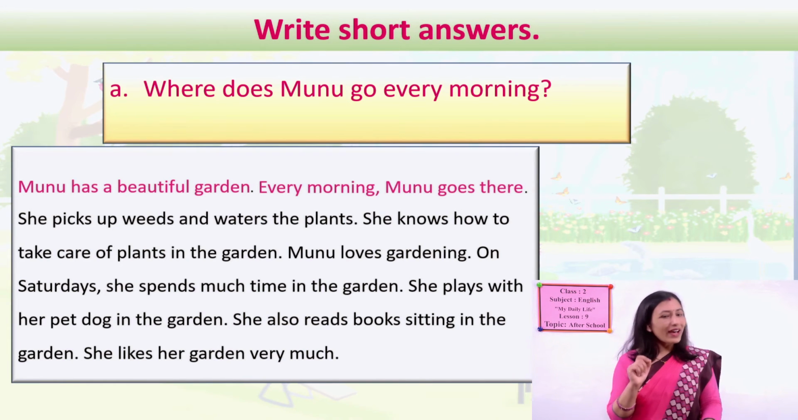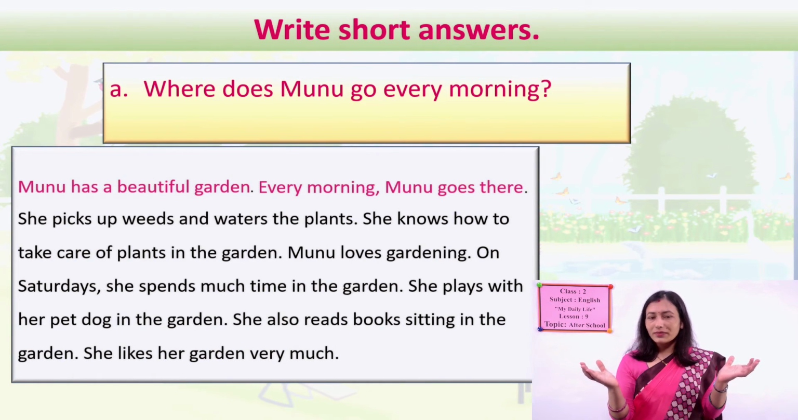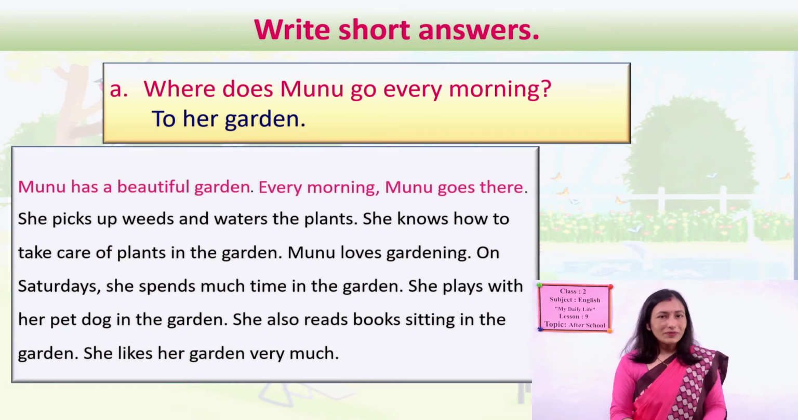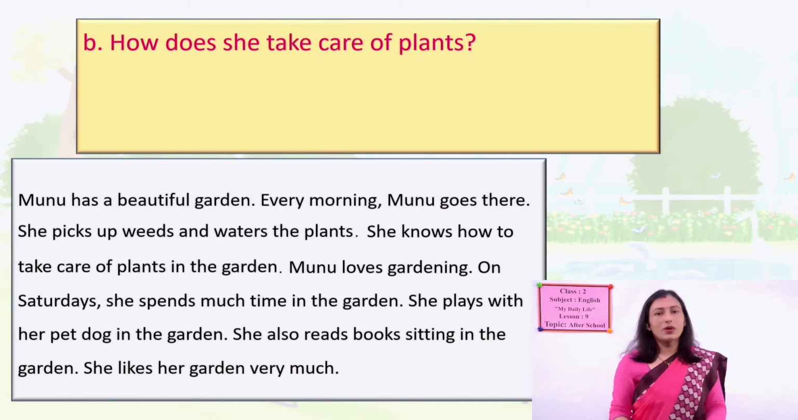Good. Munu has a beautiful garden. Every morning Munu goes there. Where does Munu go every morning? To her garden. Yes, she goes to her garden. Very good. You can write the answer in your workbook. Now let's see another question.